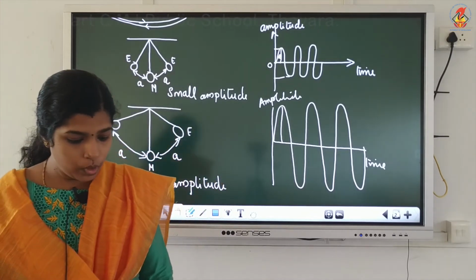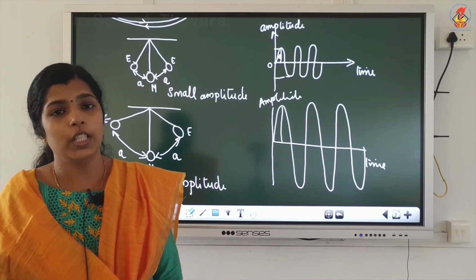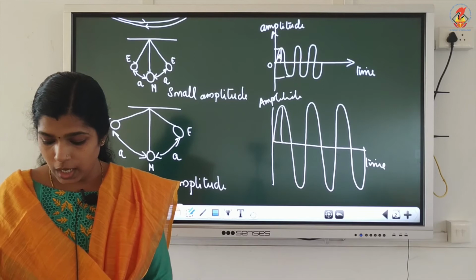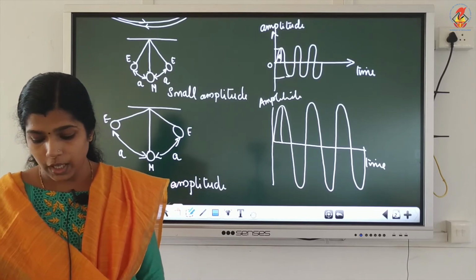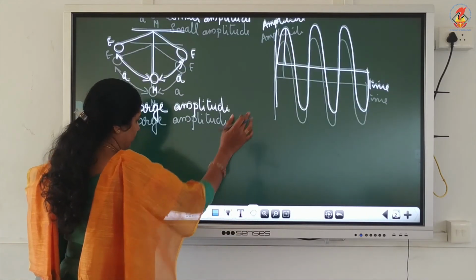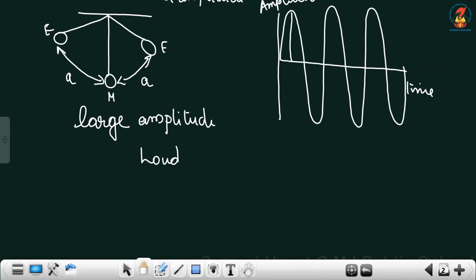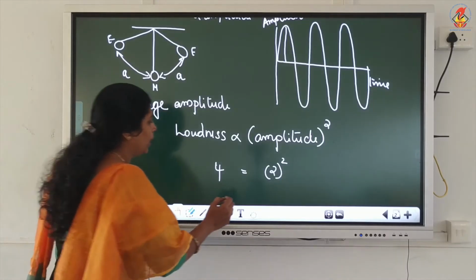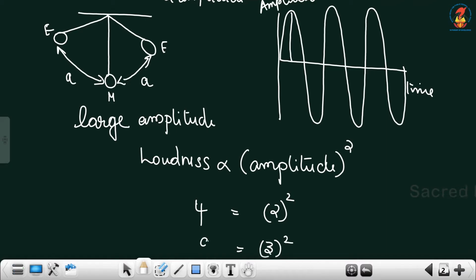Now, the loudness of sound is proportional to the square of the amplitude of the vibration. If the amplitude is twice, the loudness is increased by a factor of 4. If the amplitude is three times, the loudness is increased by a factor of 9. Now, the SI unit of loudness is decibel.